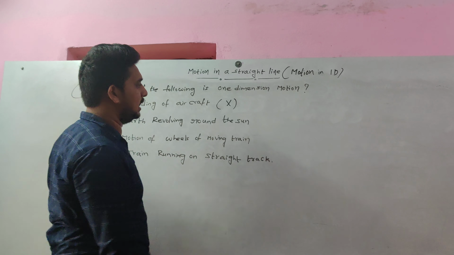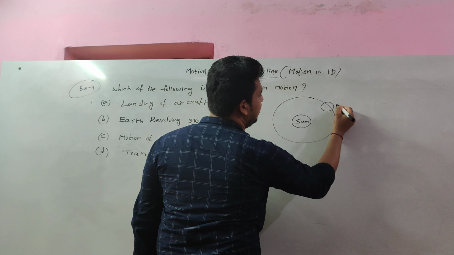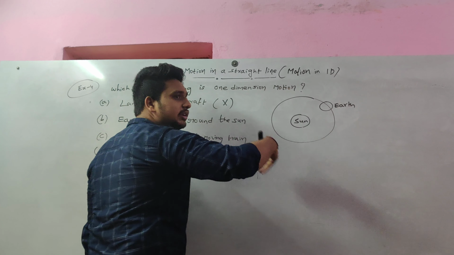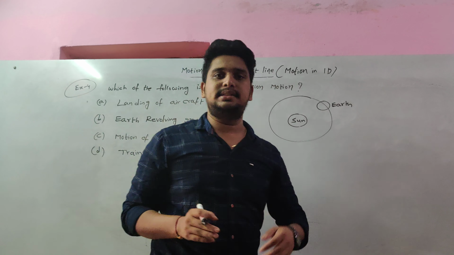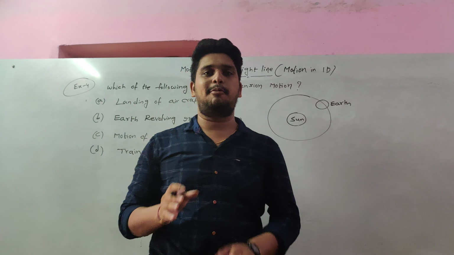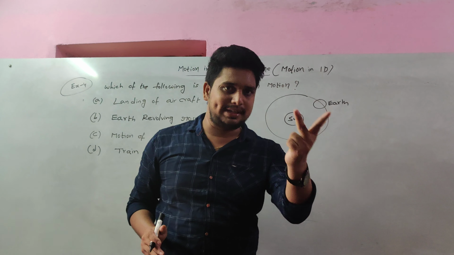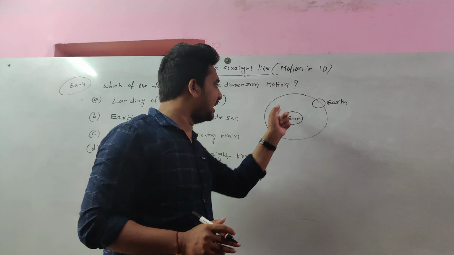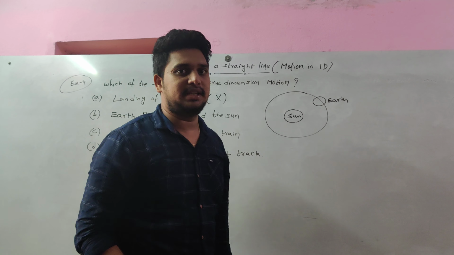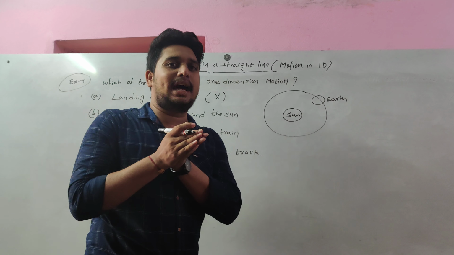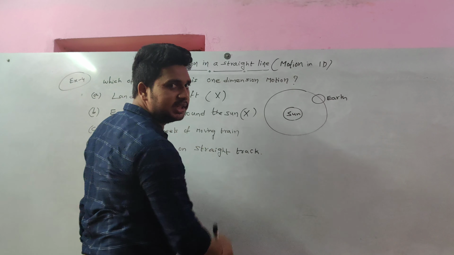Next, the Earth revolving around the sun. So this is the sun I consider, and the Earth is revolving around the sun. This is circular motion. I already told you in previous lectures we have three possibilities for the motion of a body: one is straight line motion, another is projectile motion, third is circular motion. This is circular motion, so it is not motion in one dimension. Motion in one dimension means the body travels in a straight line, so this does not belong to straight line motion.